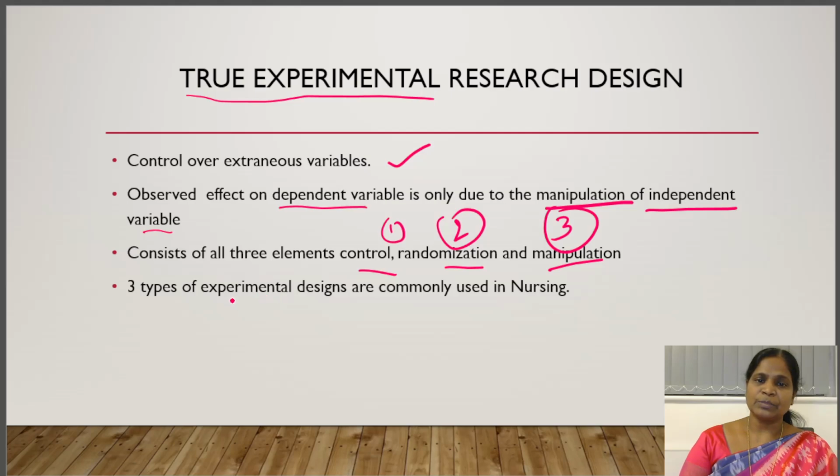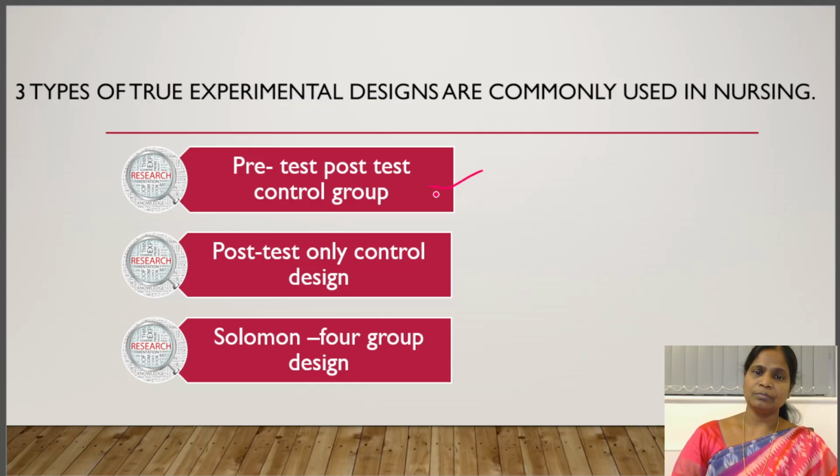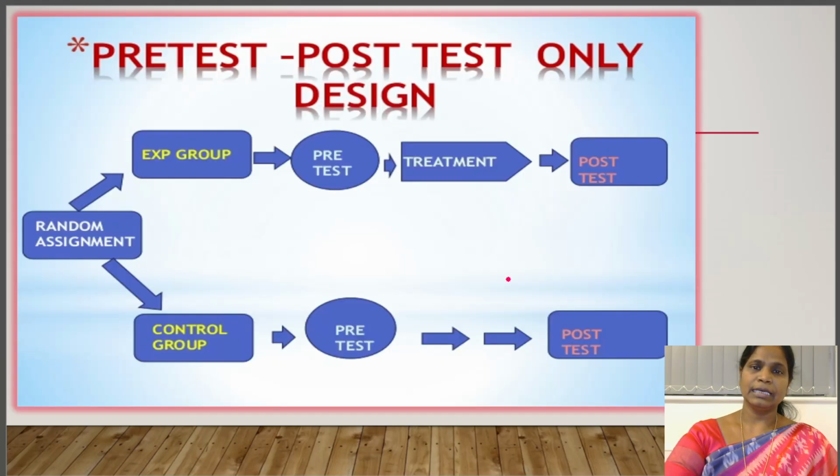Three types of experimental designs are commonly used in nursing, and we are going to discuss those. First one, pre-test, post-test, control group. Next one is the post-test only control design. In this there is no pre-test. Then the Solomon 4 group design. So we are going to see these designs in detail.